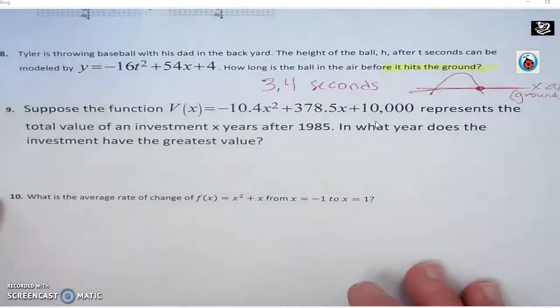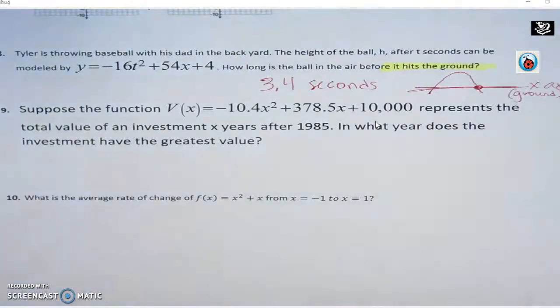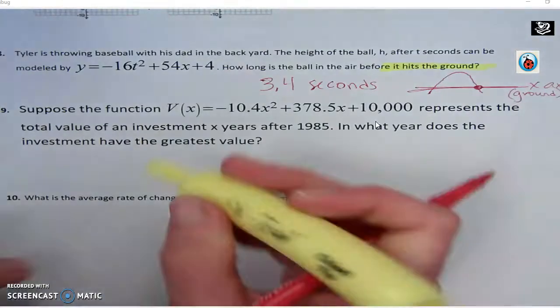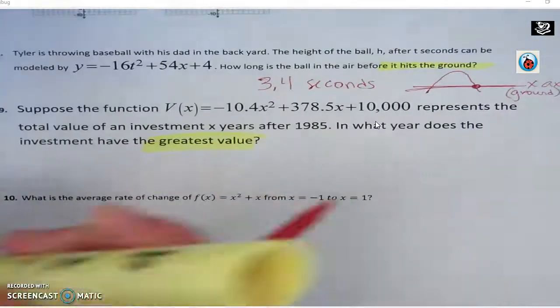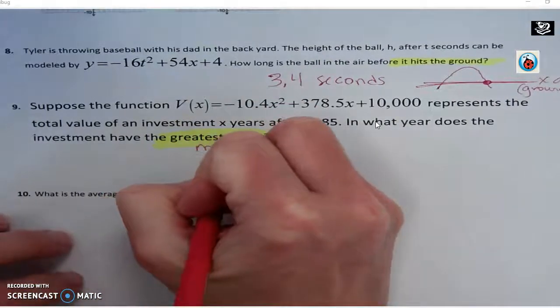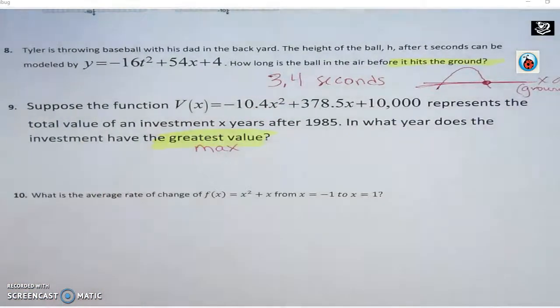Number 9, suppose the function v of x equals negative 10.4x squared plus 378.5x plus 10,000 represents the total value of an investment x years after 1985. In what year does the investment have the greatest value? Greatest value means you're looking for the maximum. So let's put this one in Desmos.